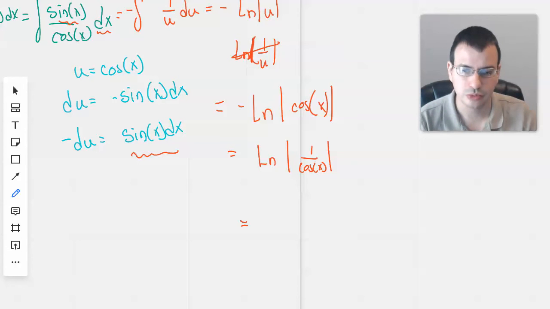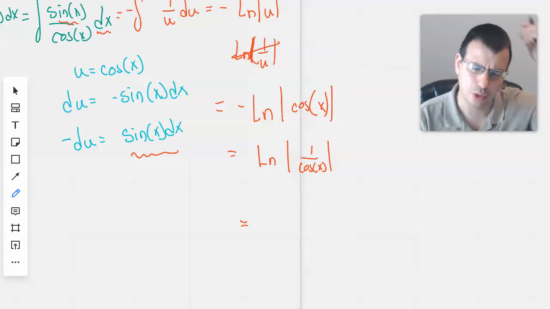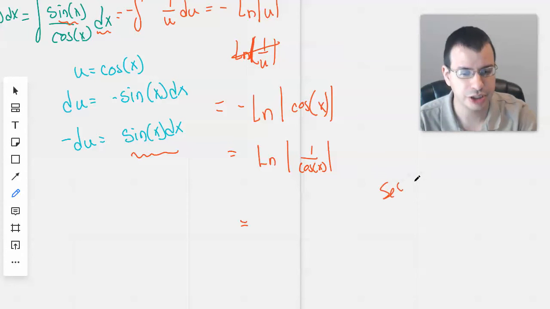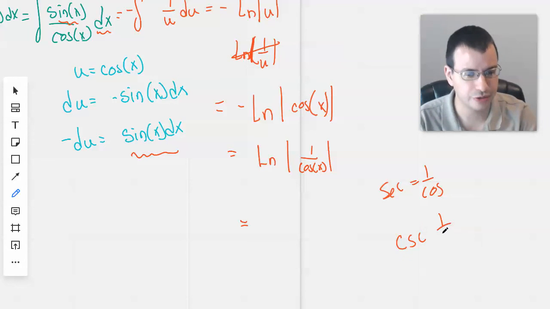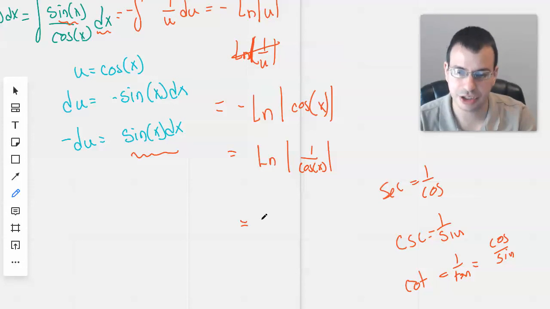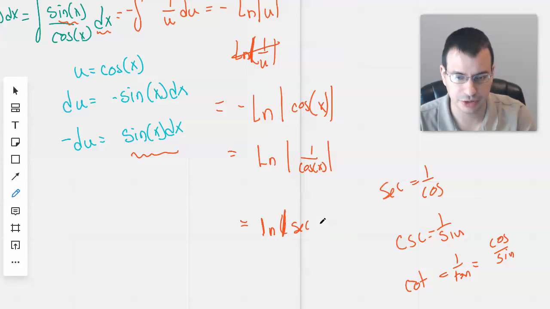And we know that 1 over cosine is secant. Well, I guess I don't really have a reason why, but secant is 1 over cosine. Cosecant is 1 over sine. And cotangent is 1 over tangent, which is cosine over sine. Just trigonometric definitions. So this is natural log of the absolute value of secant of x.